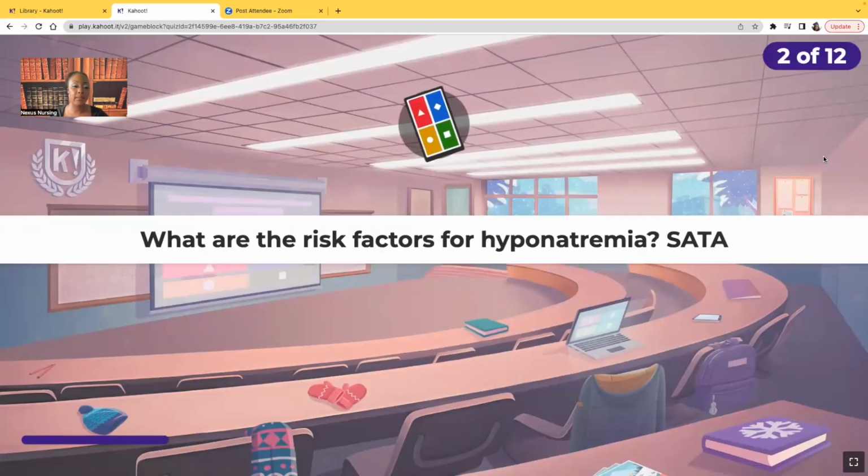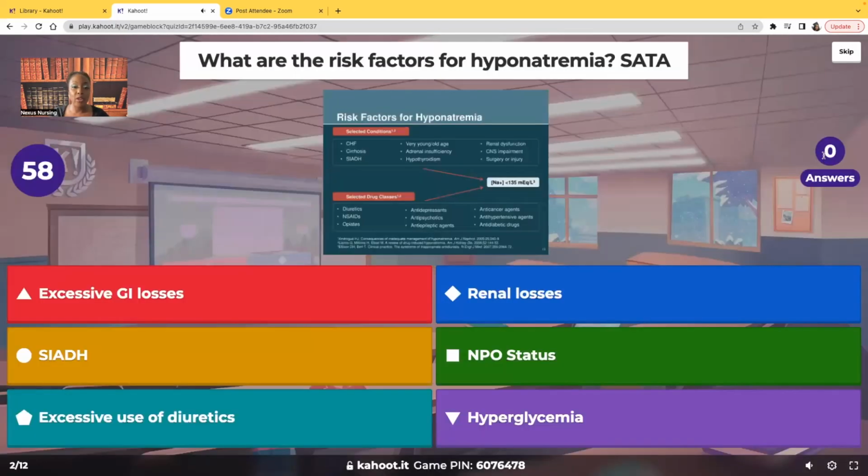Select all that apply. What are the risk factors for hyponatremia? The risk factors: excessive GI losses, renal losses, SIADH, NPO status, excessive use of diuretics, hyperglycemia. And remember, guys, when it comes to select all that apply, just treat it as true or false. Pick what you think the risk factors for hyponatremia would be.